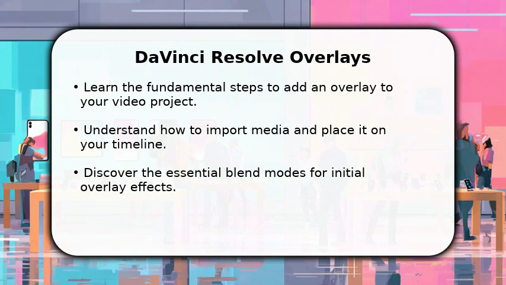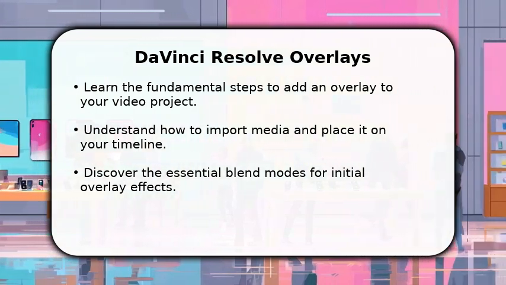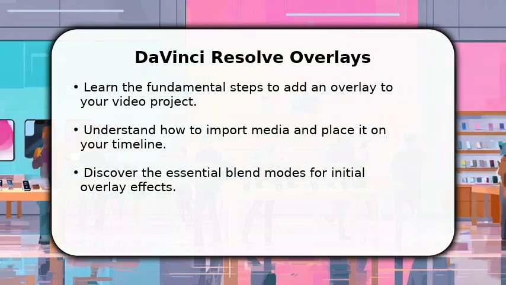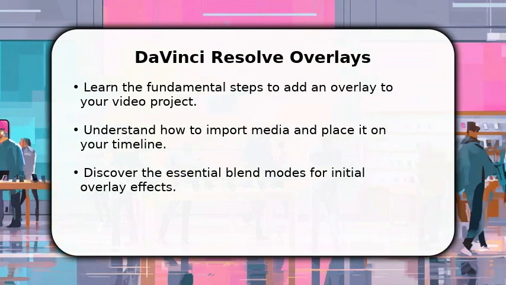Then, select the overlay clip and open the Inspector panel. Locate the Composite mode drop down under Video, and choose a basic blend mode like Screen or Add to begin integrating it into your scene.